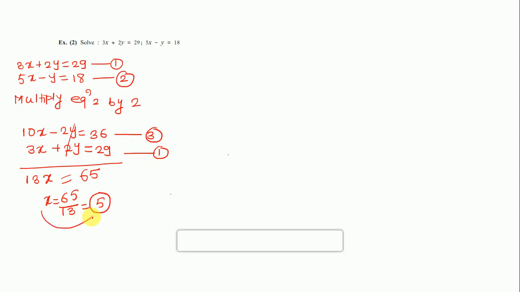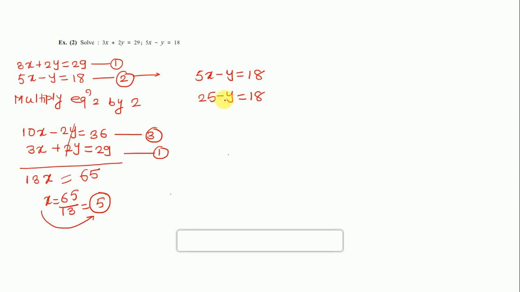Here we got the value of x, and we can put the value of x in any equation, that is equation number 1, 2 or 3, any equation. So whichever is the simple equation, you can put the value of x in that. See, I'm putting the value of x in equation number 2. 5x minus y is equal to 18. So the value of x is 5. 5 into 5, 25, minus y is equal to 18.